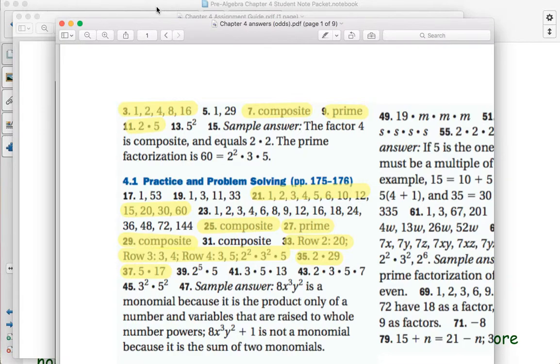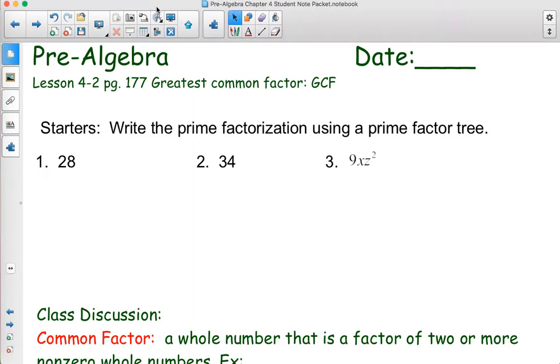Okay. Next thing we need to do is have our note packets out because we are starting section 4.2. So have your note packets open to section 4.2. What we're looking at now is we looked at factors. Now we're trying to find what's the greatest common factor between two numbers. We're just practicing getting a little bit of number sense. It'll be useful when we work with fractions later on a lot. So we're going to practice today.